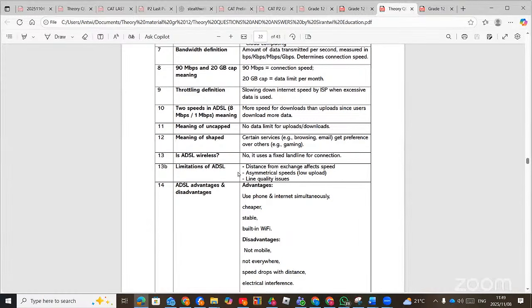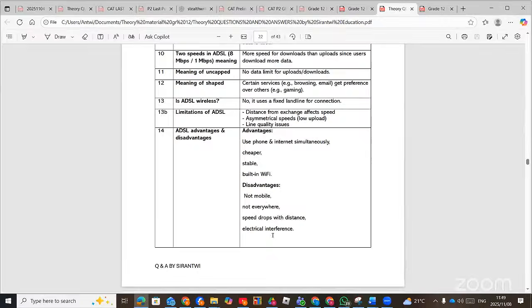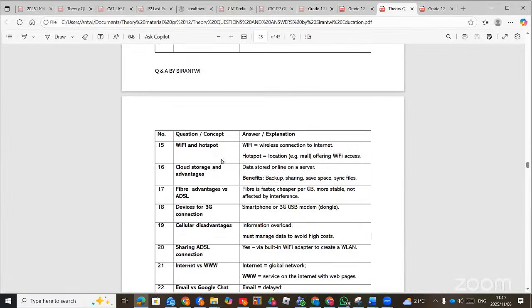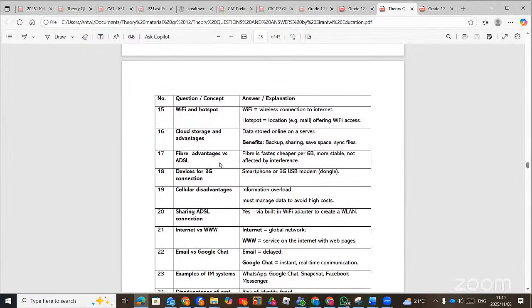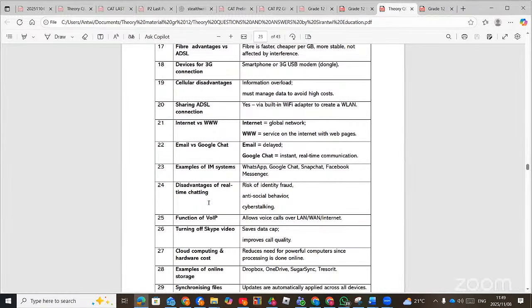Limitations of ADSL, and then advantages of ADSL. They use telephone lines, built-in Wi-Fi, stable connectivity, and cheaper price as compared to other ones. Disadvantages are that they are not a mobile solution, not everywhere. You can't find it everywhere. And then sometimes there can be interference also. Difference between Wi-Fi and hotspot, cloud storage advantages and disadvantages also. Like you see, all this we have discussed. These are some of the questions from previous question papers.